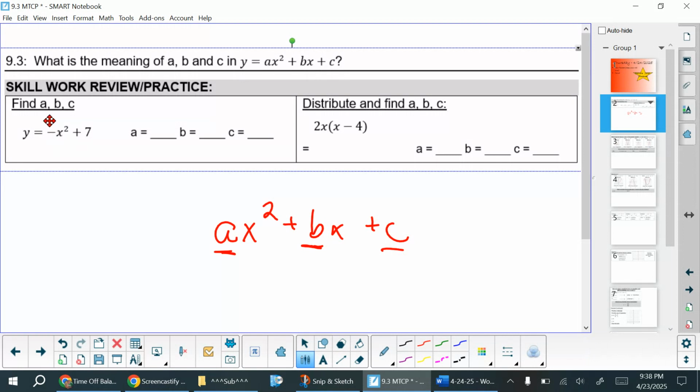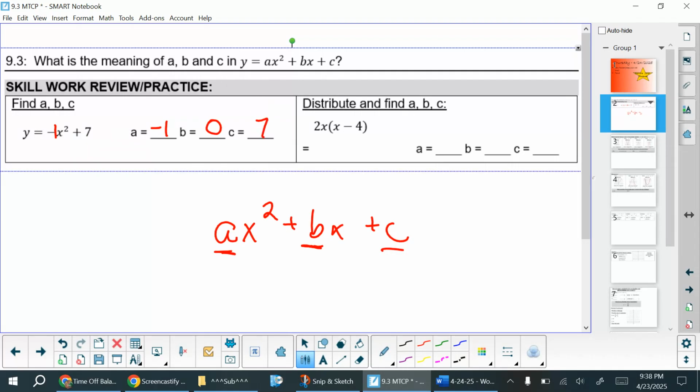So here, if I look at my x squared term, I see just a negative sign. I have to remember that's really negative 1. I don't see an x term at all, so that means it's really just 0x. There are no x's. And then my c term is this 7, that number just by itself.